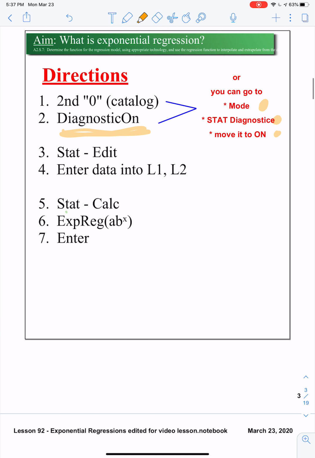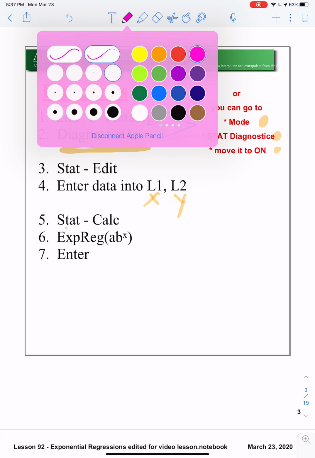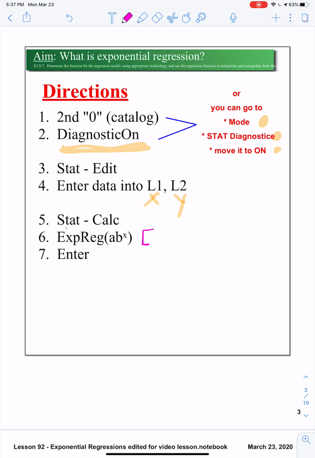So after you do that, these are your instructions. You're going to do stat edit. You're going to put your X values in L1, your Y values in L2. You're going to do stat calc and bring it down to exponential regression, which, just so you know, if you have the TI-84, you almost can't see it there. It's beneath 9. It is 0. And I'll show you what I mean in 1 second. And then you're going to hit enter and you'll see what happens, okay?